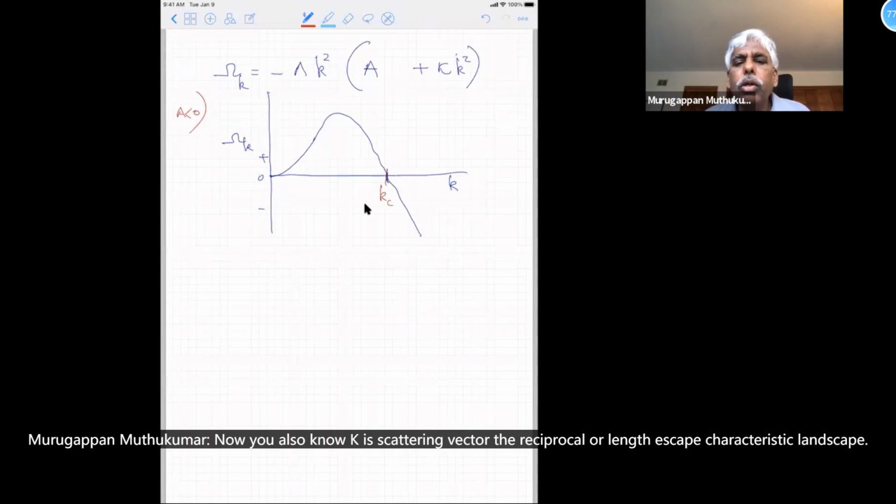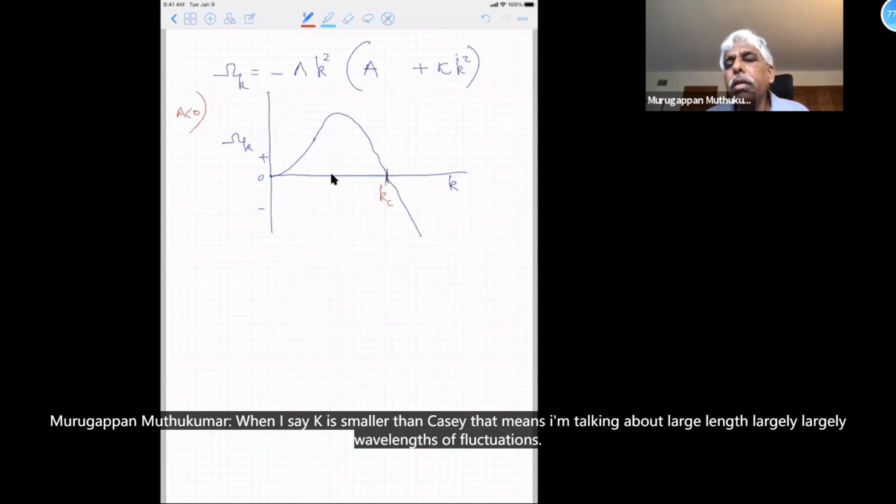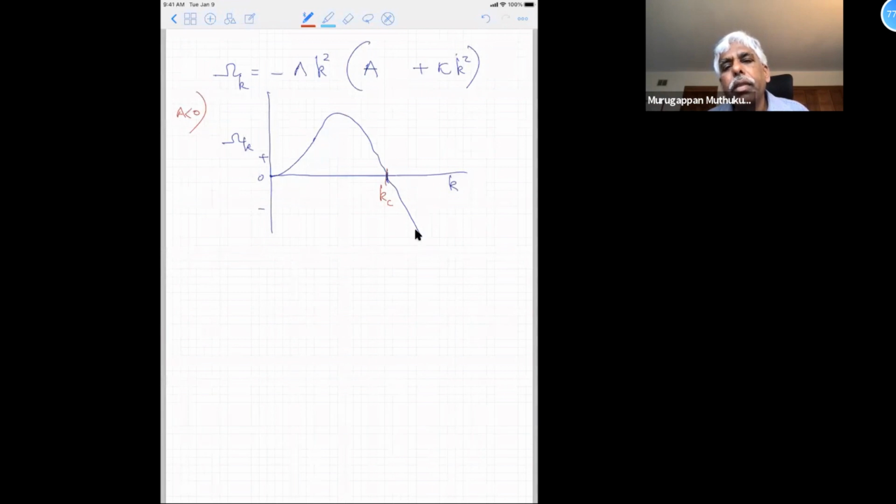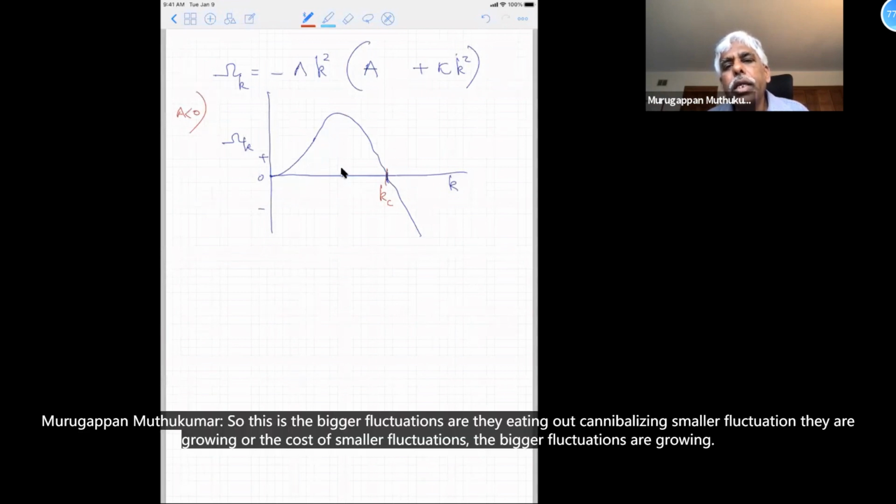Now you also know k is the scattering wave vector, the reciprocal of a characteristic length scale. When I say k is smaller than kc, that means I'm talking about large wavelengths of fluctuations. When I talk about k larger than kc, I'm talking about short wavelengths. So what this picture shows is larger wavelength fluctuations are growing and smaller wavelength fluctuations are decaying. The bigger fluctuations are cannibalizing the smaller fluctuations, growing at the cost of smaller fluctuations.